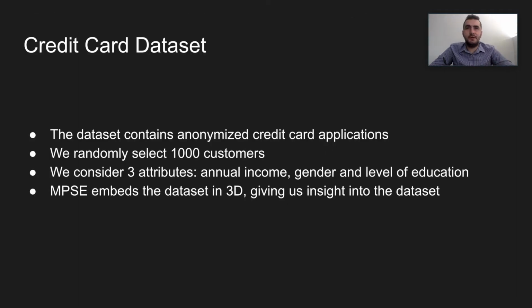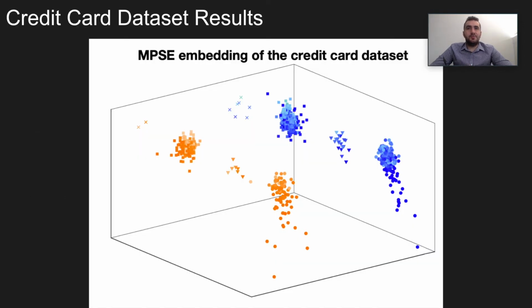Another real-world dataset that we use comes from anonymized credit card applications. The dataset contains information about customers of a bank. For our experiments, we randomly select 1,000 customers and focus on 3 parameters: annual income, gender, and level of education. The goal is to use MPSE to embed the dataset in 3D so that 3 different projections show us patterns based on corresponding parameters. Here are the results obtained by MPSE with varying projections.